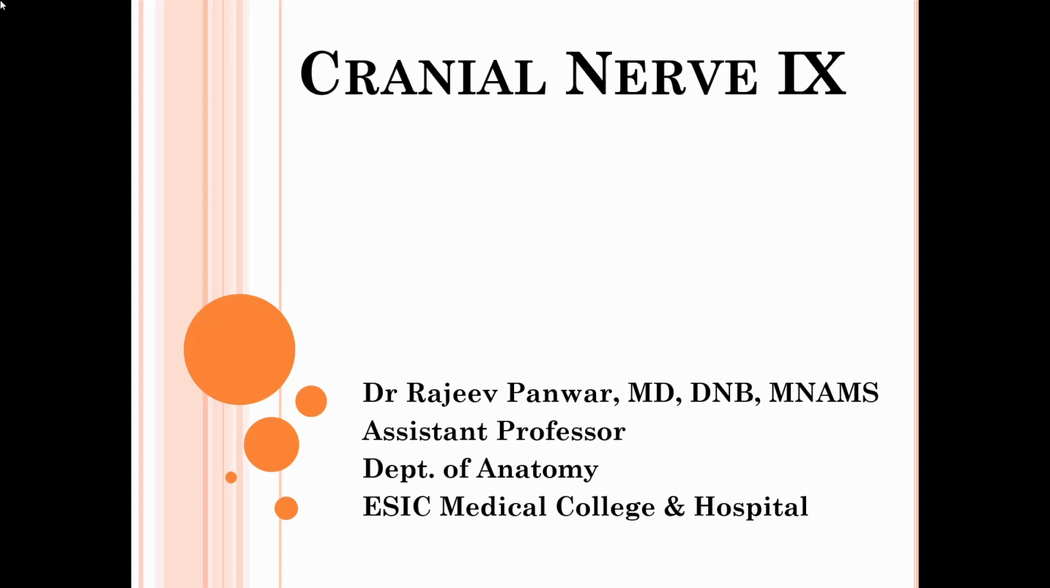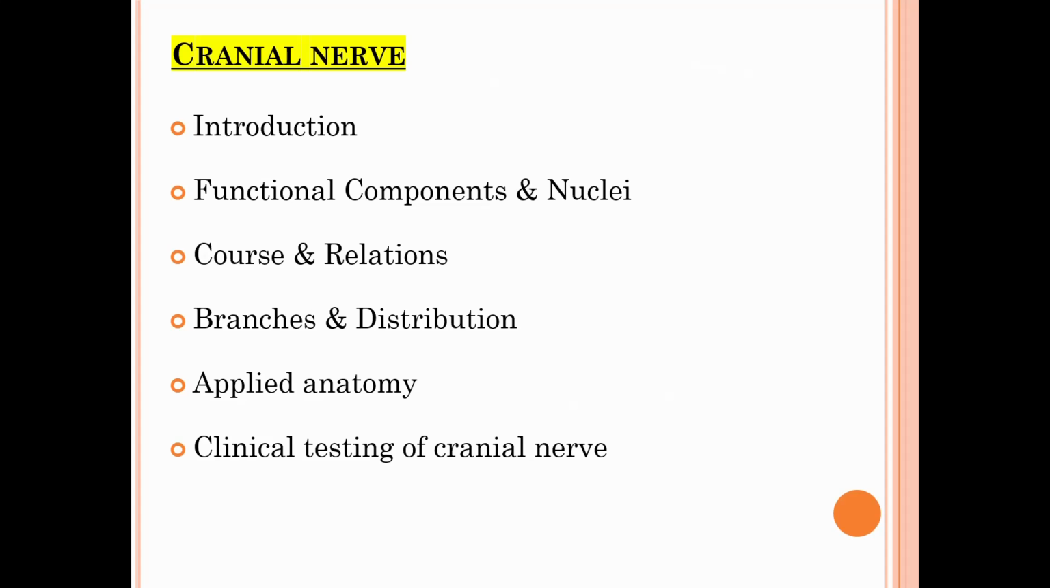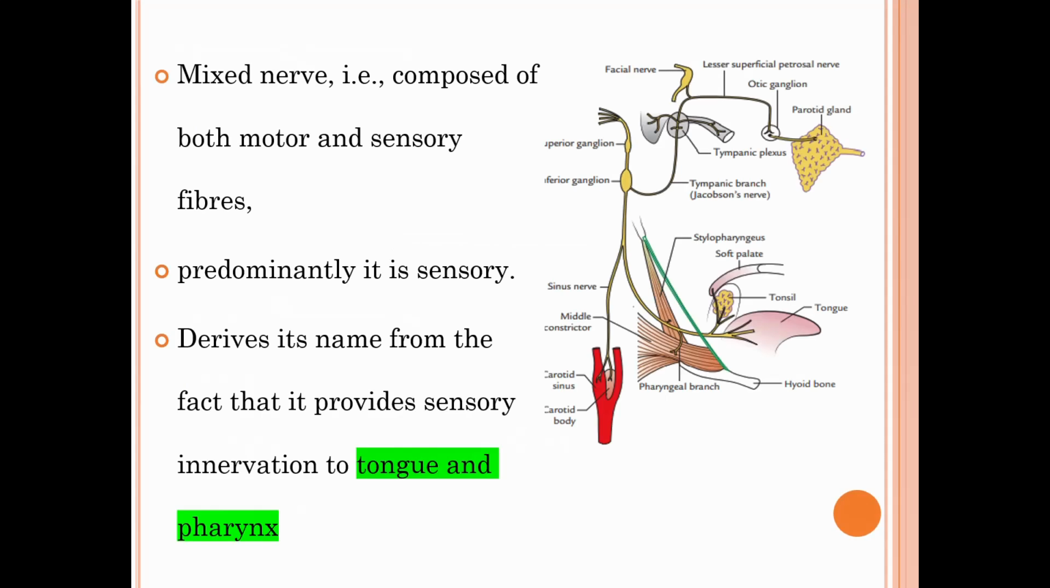Hello everyone. So the current session is about the ninth cranial nerve, and these are the subheadings: introduction, functional component nuclei, course and relation, branches and distribution, applied anatomy, and clinical testing of the ninth cranial nerve. So the ninth cranial nerve is the glossopharyngeal nerve. It is a mixed nerve composed of both motor and sensory fibers, but predominantly it is sensory. It derives its name from the fact that it provides sensory innervation to the tongue and pharynx. Okay, you can see here the glossopharyngeal nerve.